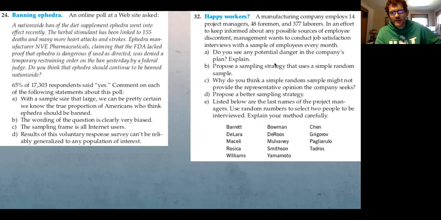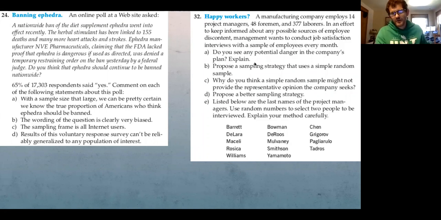Yes, I can see some potential dangers here. The biggest one, well, I'll come to the biggest one in a second. One thing is if they're not careful how they select, they could get a very skewed sample where it's all laborers and maybe very few or no foremen or project managers. So these laborers way outnumber the rest of the employees. So you have to be careful there.